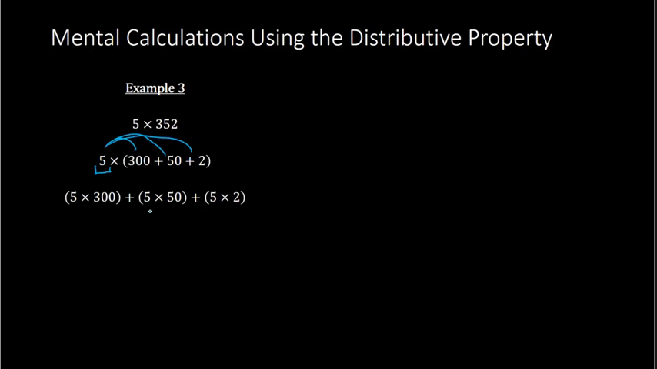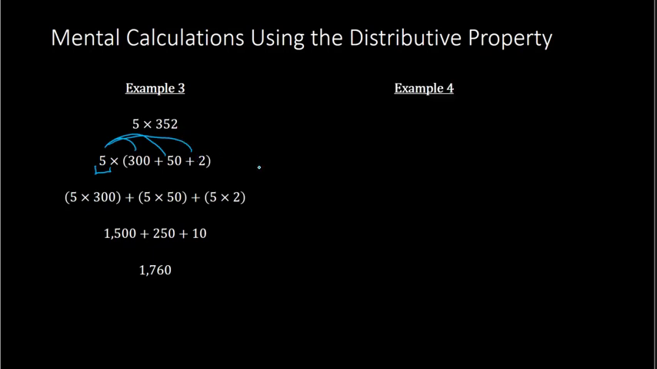5 times 300 is 1500. 5 times 50 is 250. Then 5 times 2 is 10. Then you add these together. 500 plus 250 is 750. Plus 10 is 760. Then you have a 1000 in the front. So your final answer is 1760. All right, so we have quickly performed multiplication by using the distributive property.